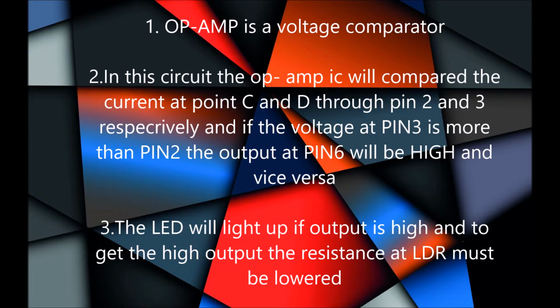The op-amp is a voltage comparator. Referring to the figure before, the op-amp IC will compare the voltage at point C and point D through pin 2 and pin 3 respectively, and if the voltage at pin 3 is more than pin 2, the output at pin 6 will be high and vice versa. The LED will light up if the output is high, and to get a high output, the resistance of the LDR must be low.